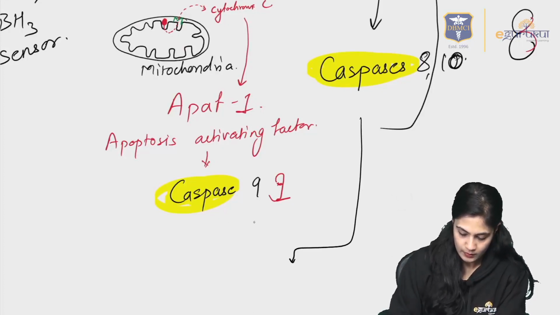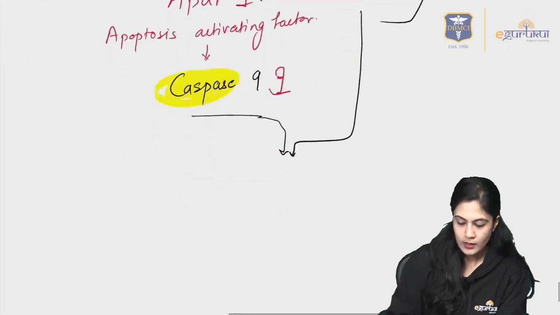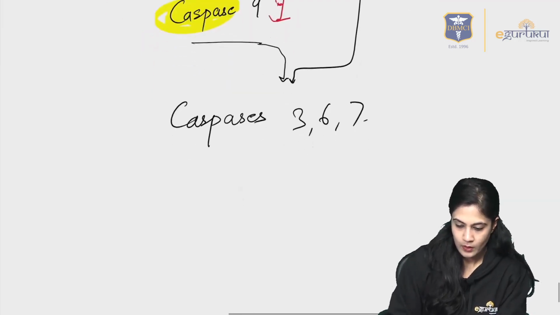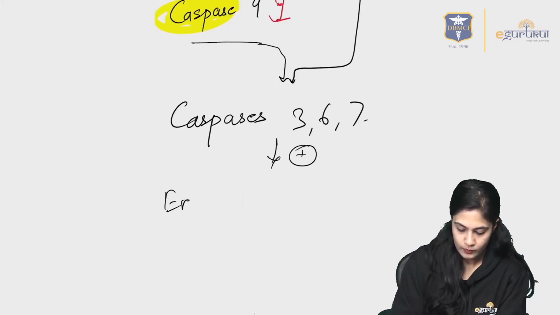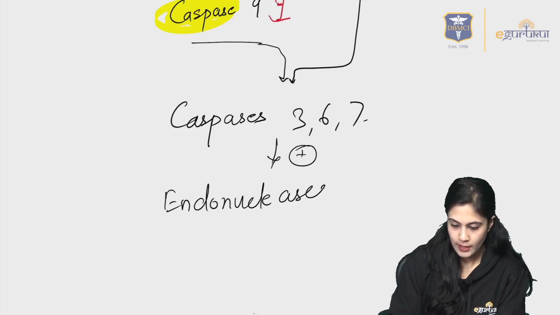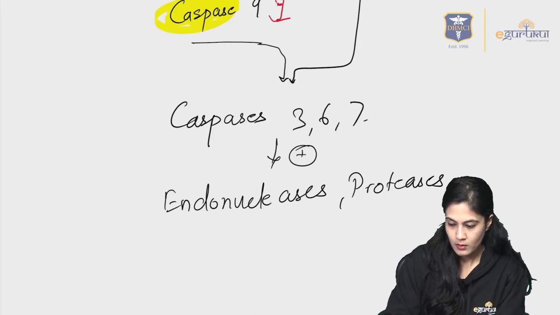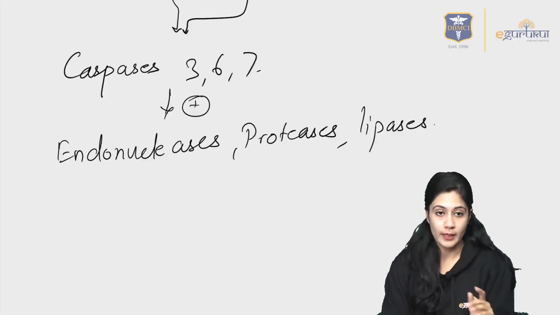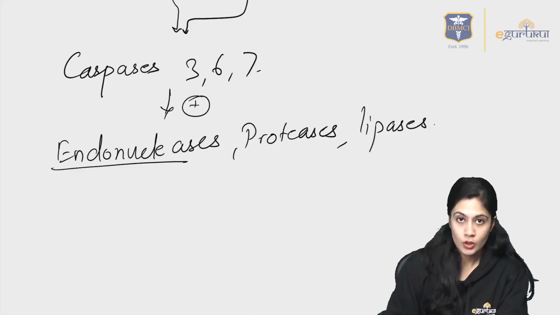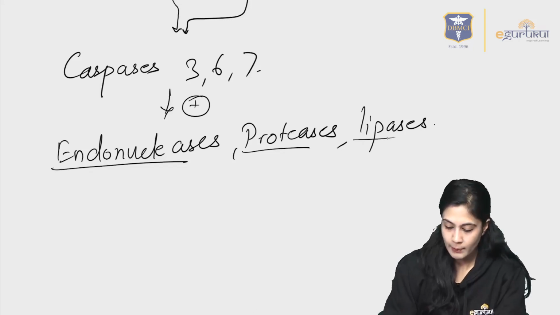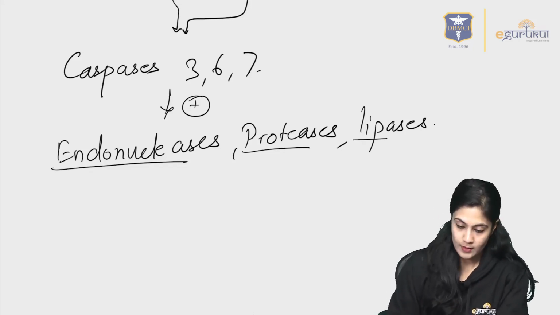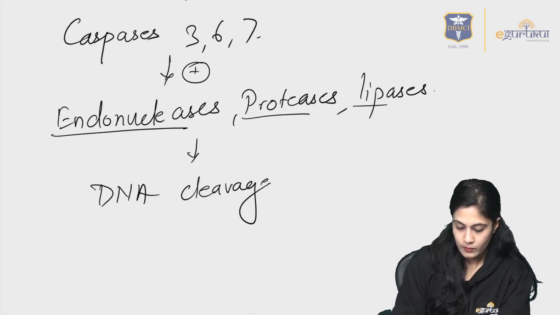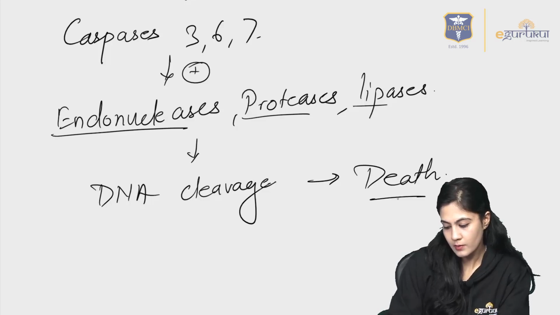The next is, either by intrinsic or extrinsic, both will activate the other caspases, which are 3, 6 and 7, which will cause the activation of endonucleases, proteases and lipases, right? As in, something to break down, that you know from biochemistry. So endonuclease will break down the nuclear material, the protease will break down the proteins, and the lipases will break down the lipids, right? So with that, there is DNA cleavage. All this leads to the death of the cell, right?